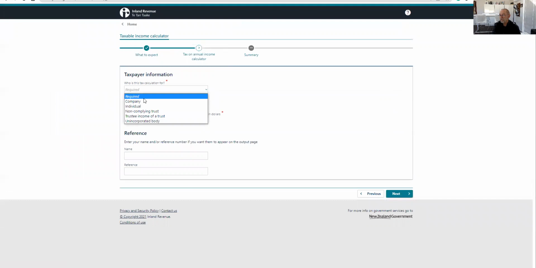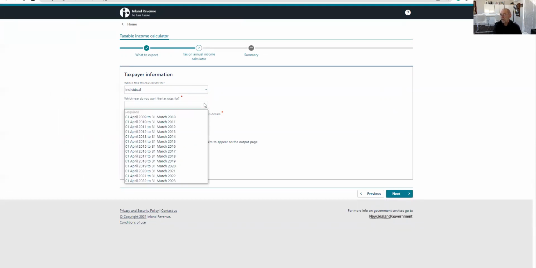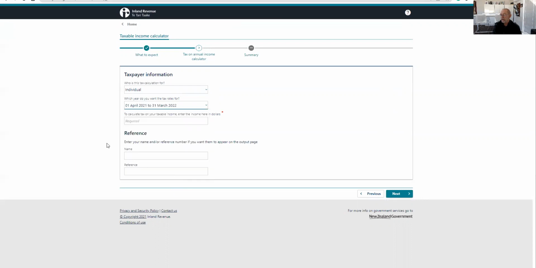And you specify it for a company, or for an individual. If the company is 28%, that's easy. But let's say it's an individual. That's always more complicated. And the tax rate is for the 2022 year.